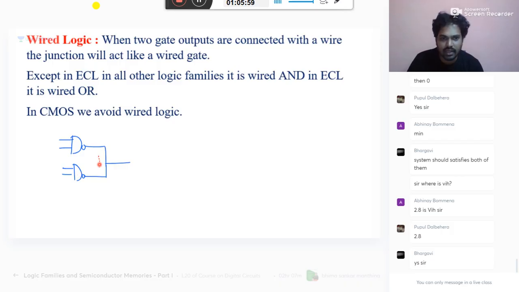This junction will act like an AND gate. It is not an AND gate, but this wire will act as an AND gate. I will prove it. You take A, B, C, D.